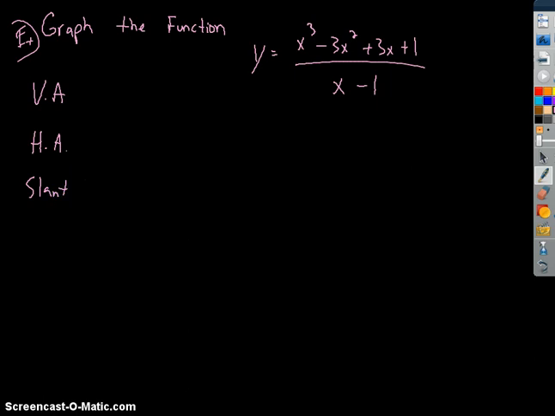All right, so if you unpause the video, you should have found the vertical asymptote had to be 1. Why? Because that's what makes the denominator 0, 1. Horizontal asymptote: if you notice the degree of the top is 3, the degree of the bottom is 1. The degree of the top is bigger than the degree on the bottom. So because of that, this graph grows forever.